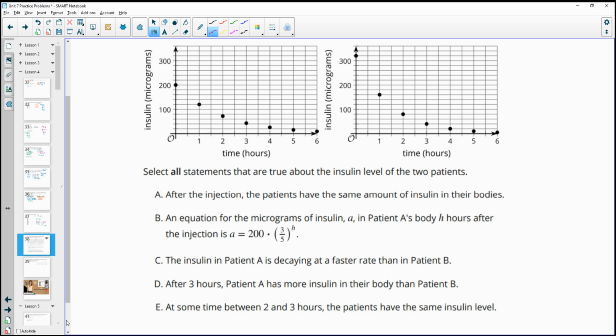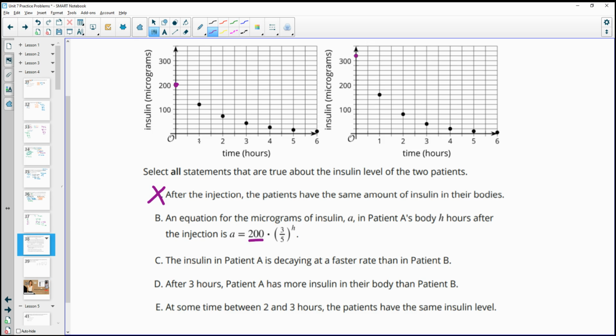Part A says after the injection, the patients have the same amount of insulin in their body. If we look here, the initial amount in patient A is 200, and in patient B is over 300. So that is not true. Part B, an equation for the micrograms of insulin in patient A's body. It can be modeled by this. So the initial amount is 200. We just looked at that.